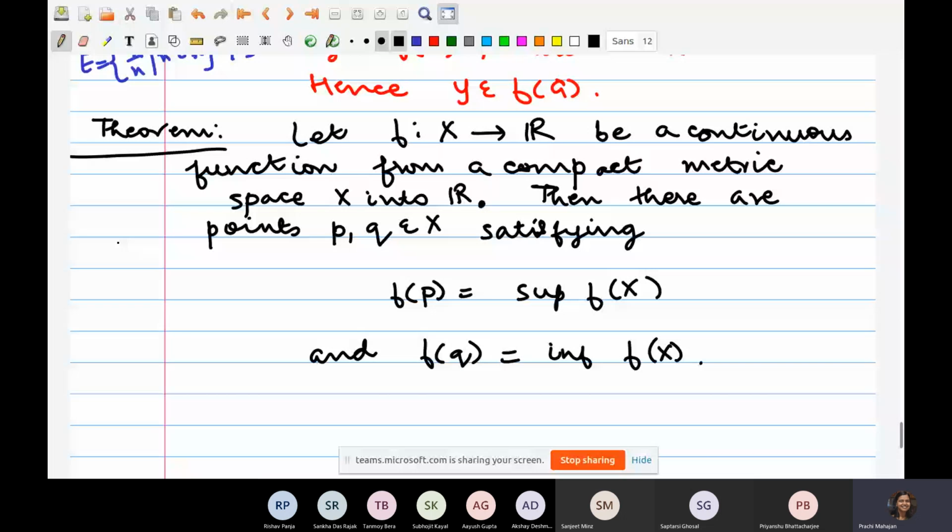If you have a continuous function from a compact metric space into R, then f of X is a subset of R, and I'm taking the supremum over f of X. It is saying that there is some point P where the supremum is realized. And likewise, the infimum of f of X is realized. So it's actually a maximum and a minimum.